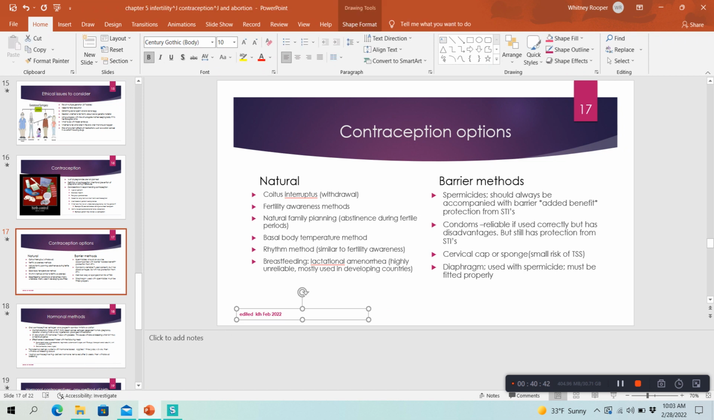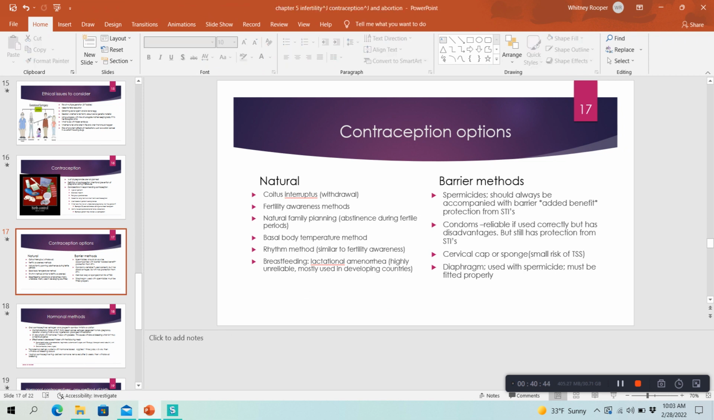Fertility awareness methods. And that basically is learning your body's system and avoiding intercourse when you believe that you are fertile. So a lot of people with religious beliefs will use this method of birth control. They will try to avoid intercourse when they believe they are fertile. And that can be effective if you are very regular as a female, if your periods are very regular, and if you are very diligent, and if you have a partner who's also on board.